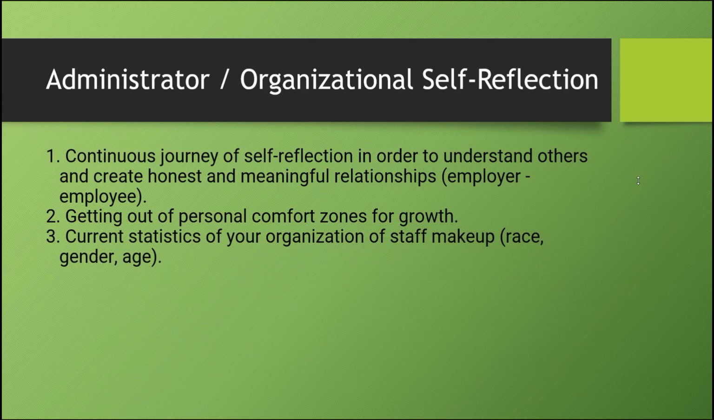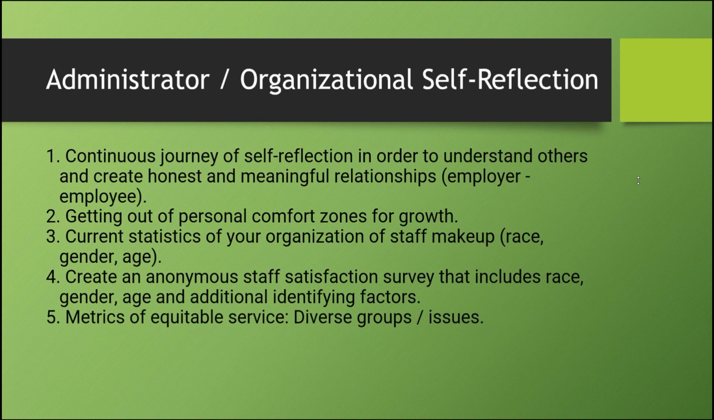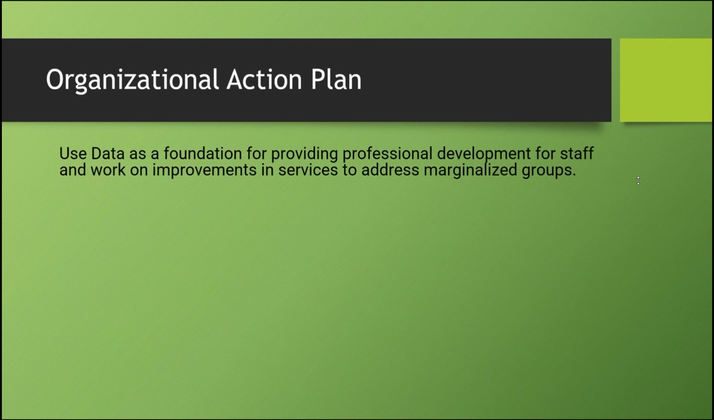Know your current statistics of your organization, the staff makeup, race, gender, age. And then when you know that, you can work on things to try to create an organization that is more reflective of the community. Create an anonymous staff satisfaction survey in addition to the customer satisfaction survey that includes race, gender, age, and additional identifying factors. The metrics have to include measures of equitable service for diverse groups and issues. And the results have to be tabulated by race, ethnicity, or cultural group. Otherwise, you can't use this data to support professional development for staff and other improvements in services and helping address the marginalized groups.